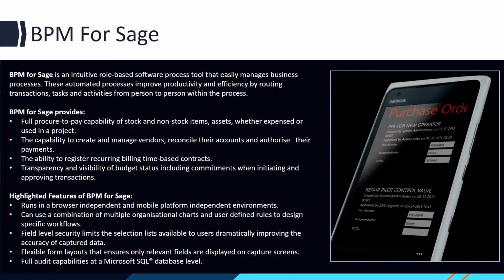The system also has flexible form layouts, which allow you to display only the required fields needed by your ERP, and furthermore allow for any additional information entry that cannot be housed within your ERP. The system is also packed with full audit capabilities at a SQL database level, which ensures that auditors can find and follow approvals on all transactions to ensure compliance with company and legislative policies.